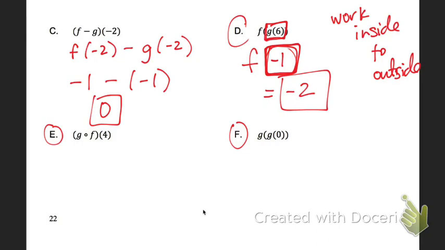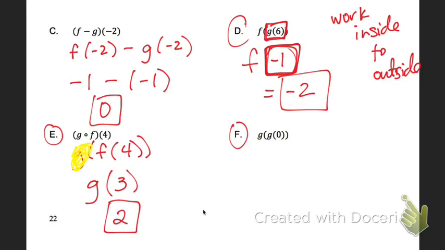So E, I'm going to rewrite it as what? G of F of 4. Cover up the G. I don't want it right now. F of 4 is? Yes. G of 3 is? Oh. 2. Oh, I see. G of 3 is 2. This is G1 instead of G3. Okay.